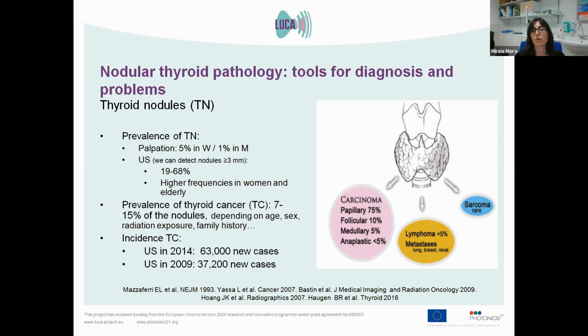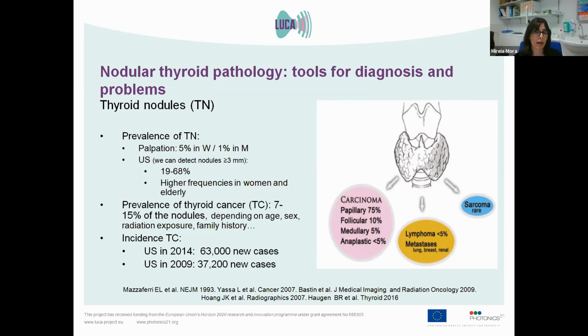But when we perform an ultrasound, this prevalence increases a lot. Almost 70% of ultrasound examinations are associated with a thyroid nodule. And this prevalence increases in women and in the elderly. And the main challenge that the endocrinologist has to face is to distinguish benign from malignant lesions.